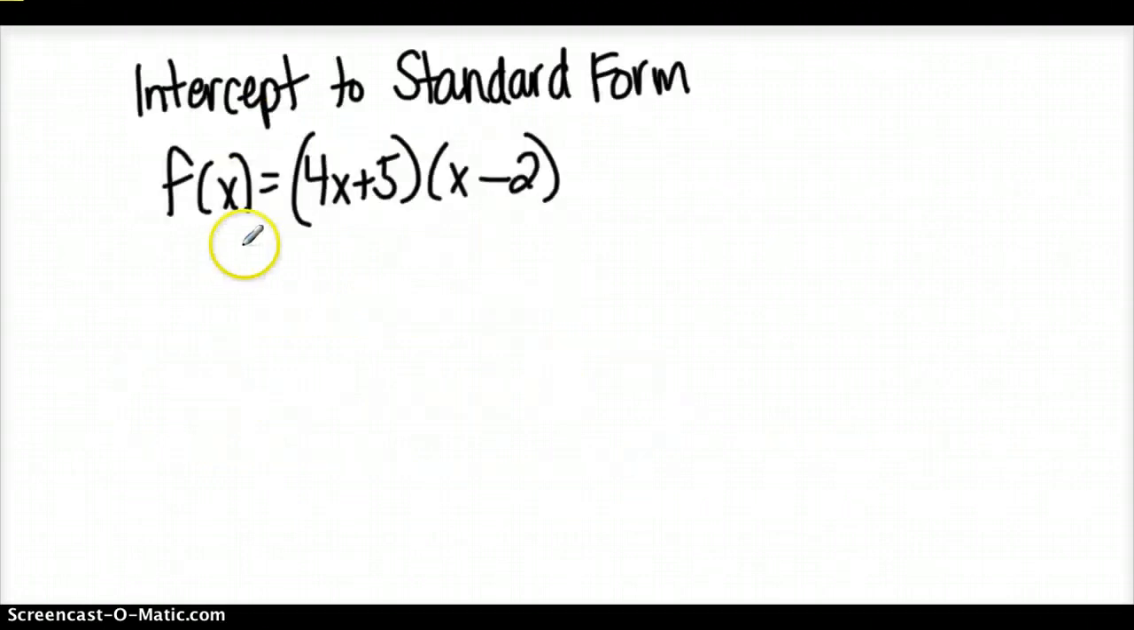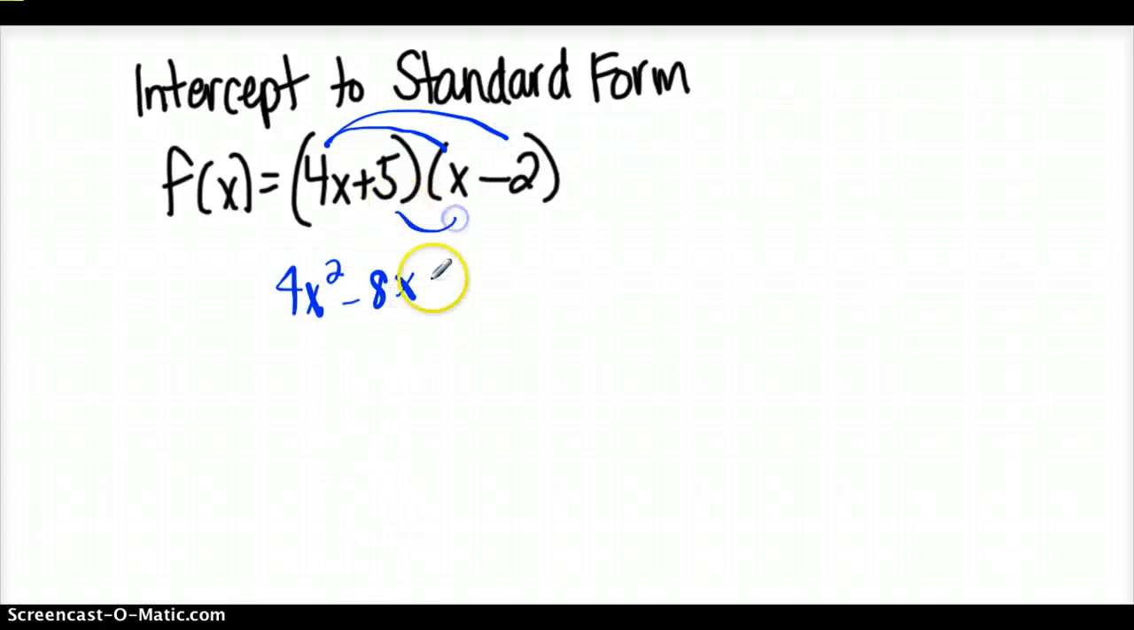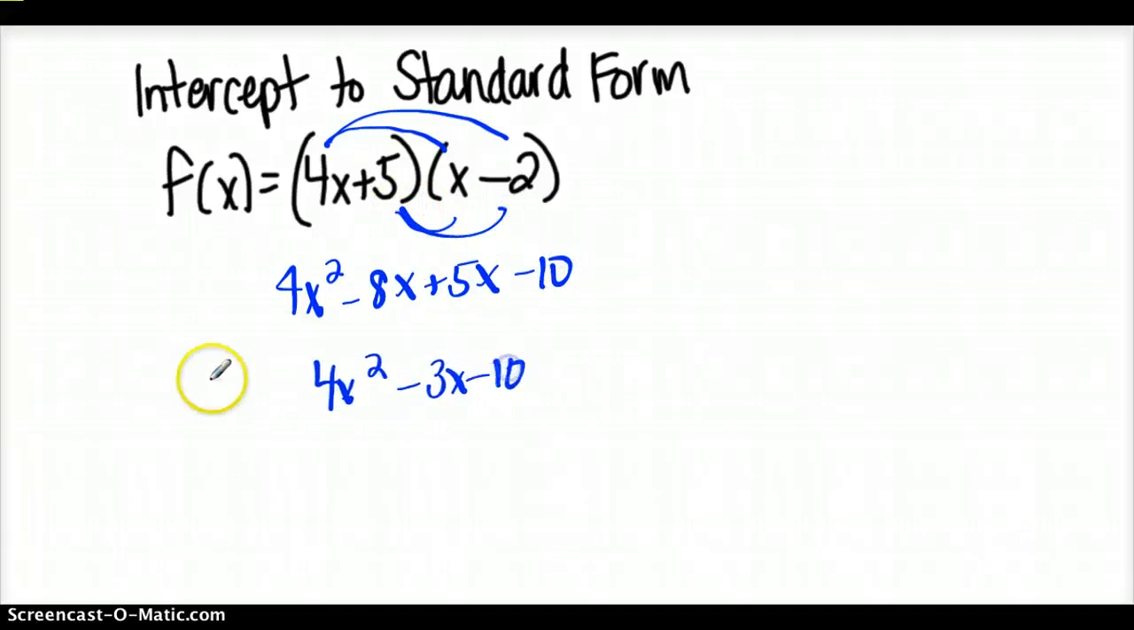Okay. And then the last one, once again, you just distribute here. 4x times x is 4x squared. 4x times -2 is -8x. Then 5x, and then -10. Put the middle terms together, and you get f of x equals 4x squared minus 3x minus 10. So that's how you go from form to form.